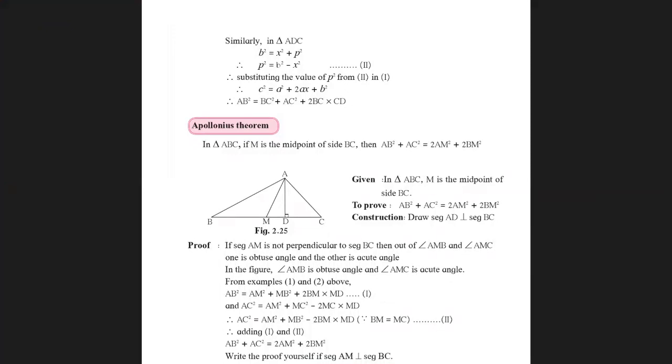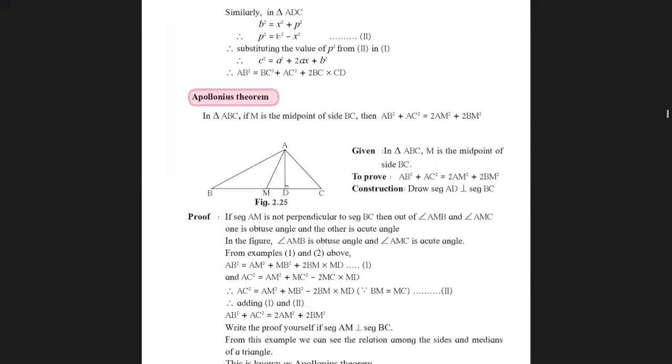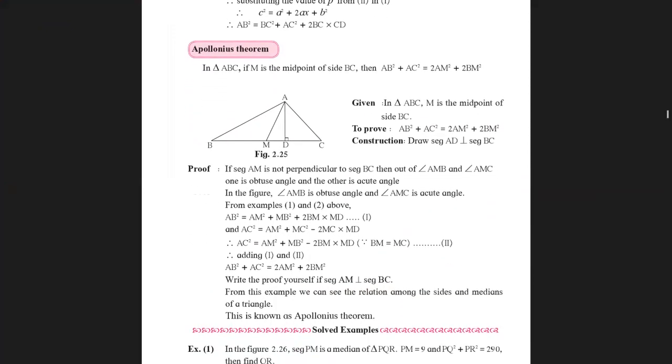Hello children. In this session, we learn a very important application of Pythagoras theorem, which is called Apollonius theorem. Usually for this theorem, you need to know what it is and you need to learn how to apply it. Okay. So figure 2.25: in triangle ABC, if M is the midpoint of side BC, then AB square plus AC square equal to 2AM square plus 2BM square.